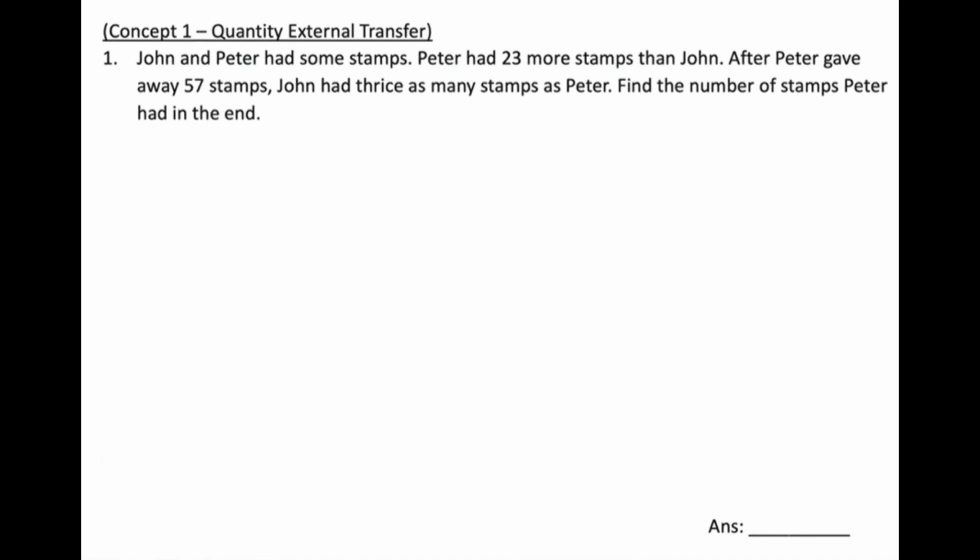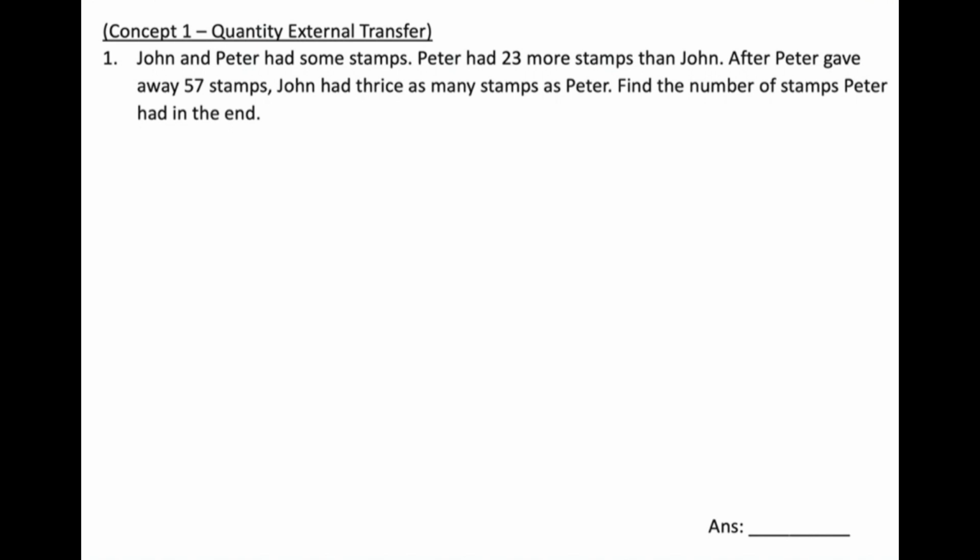Okay, I'm going to explain this question. Listen up. So John and Peter had some stamps. Peter had 23 more stamps than John. After Peter gave away 57 stamps, John had twice as many stamps as Peter. Find the number of stamps Peter had in the end.